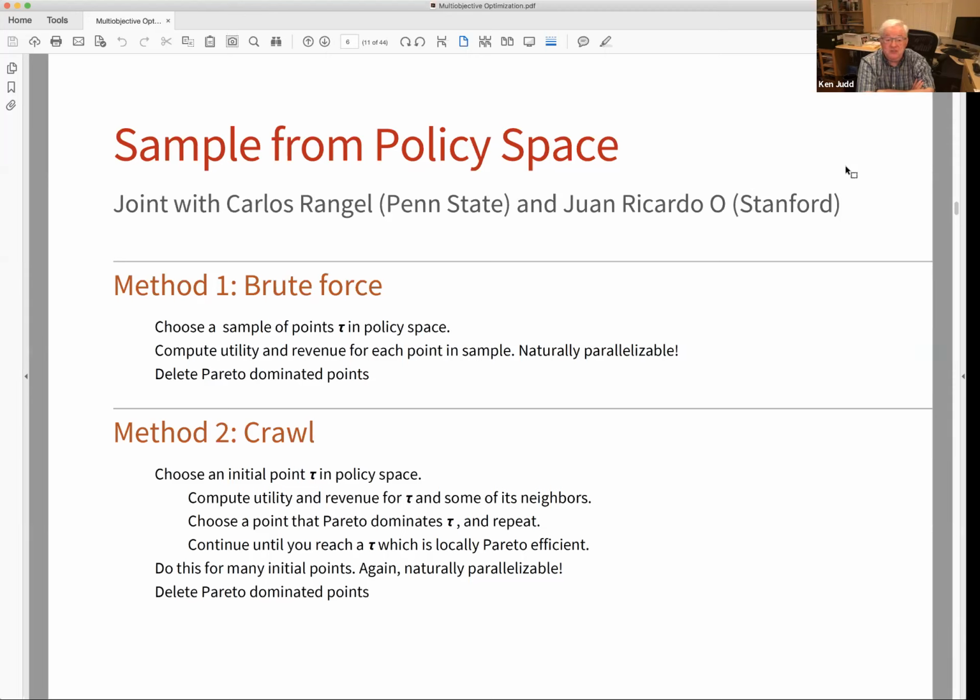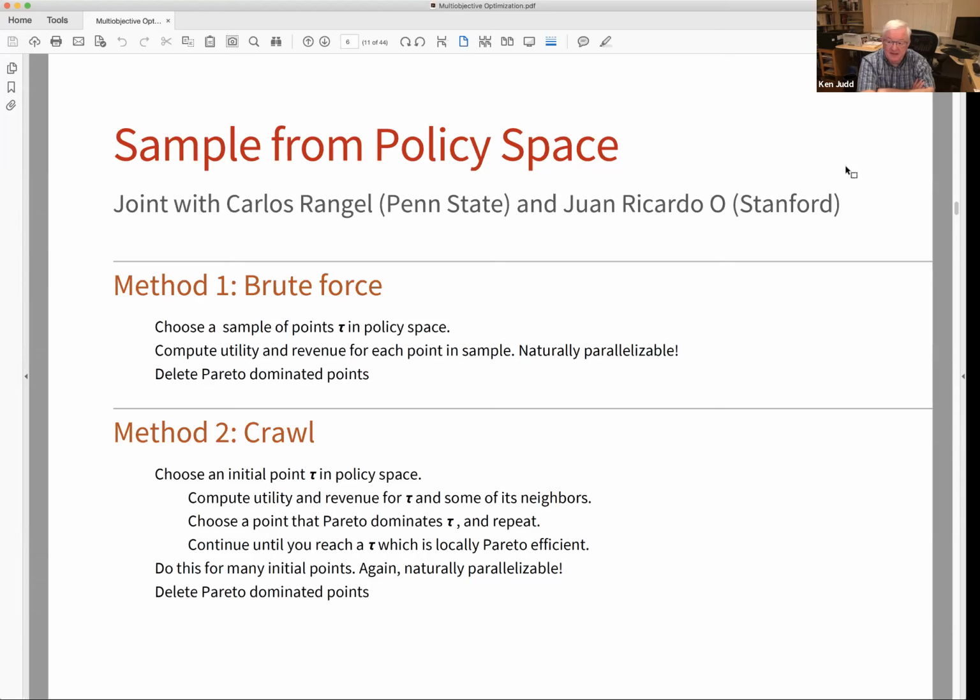What you do is you just collect a sample of points in policy space, and then you compute utility and revenue for each of those points. And then you collect the points, and then you sort out the Pareto dominated points. So this is brute force.